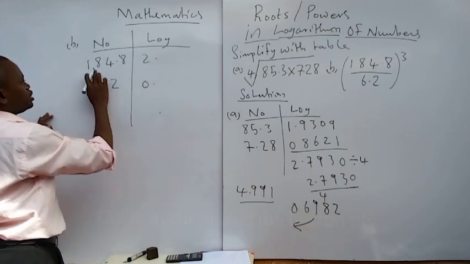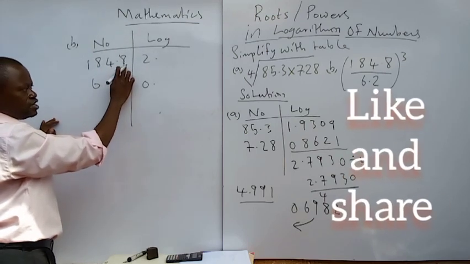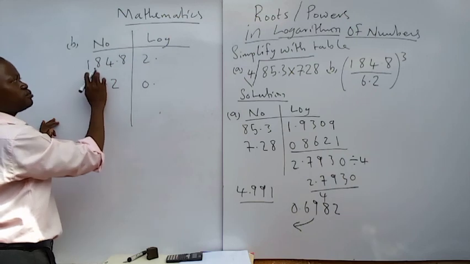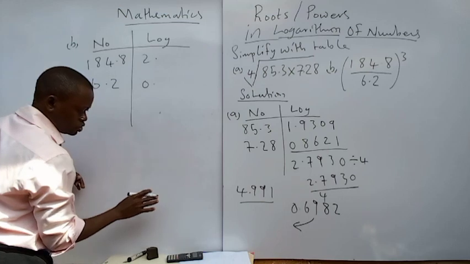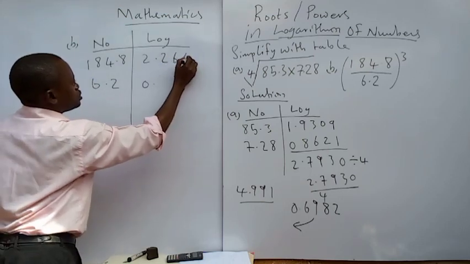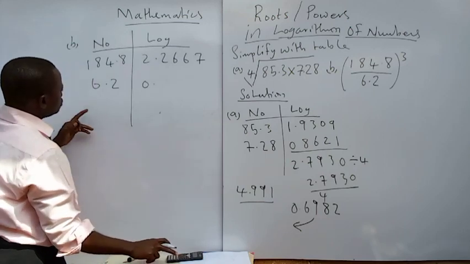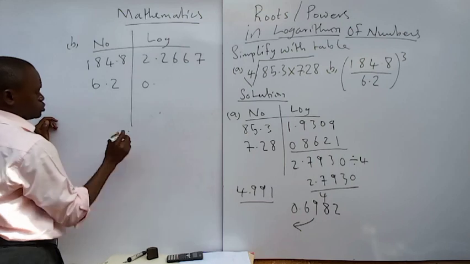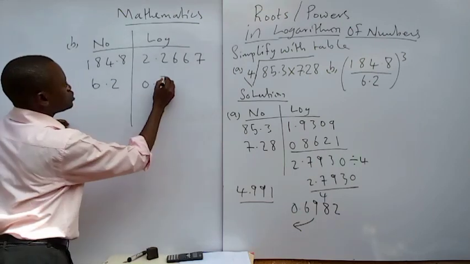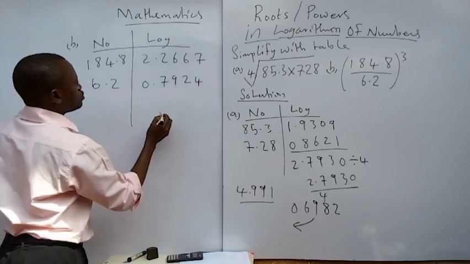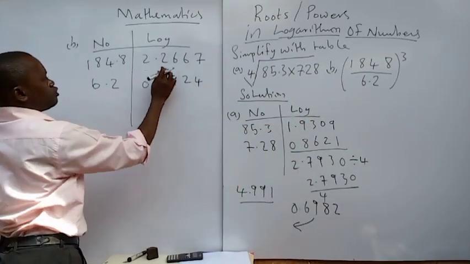The mantissa part of this is 18 in your table under 4 difference 8. Add that difference to what you got from 18 under 4. My value gives me 2667. So check your own if it balances with that. Then 62 under 0 gave 7924. Because it is division, there will be subtraction of this.